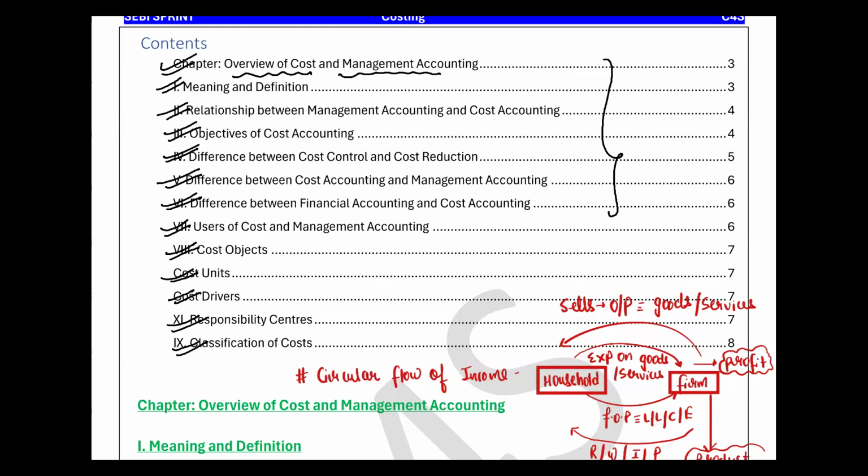In the recent PFRDA mains paper, I have seen that a question was asked: what is the definition of cost accounting? This subject will seem very easy to all of you, but it is very theory related, and the numericals are also easy. But you have to read everything thoroughly and practice as many MCQs as possible.